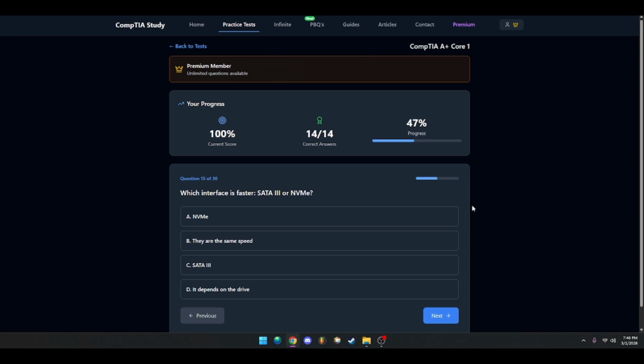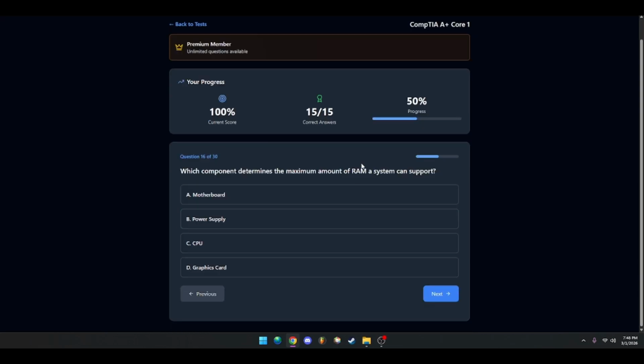Which interface is faster, SATA 3 or NVMe? Give you a moment to think about it. And the answer, of course, is NVMe. NVMe is the newest technology when it comes to storage on computers. It is faster. It's also very low profile. If you've ever built a computer yourself, you'll know that the NVMe's are tiny. Let's move on. Question number 16.